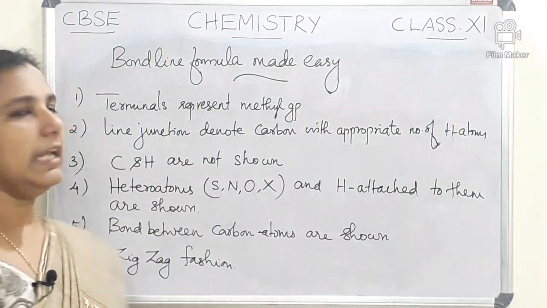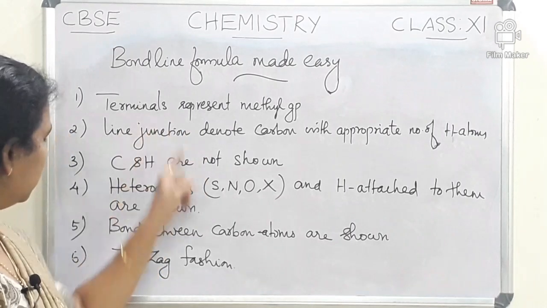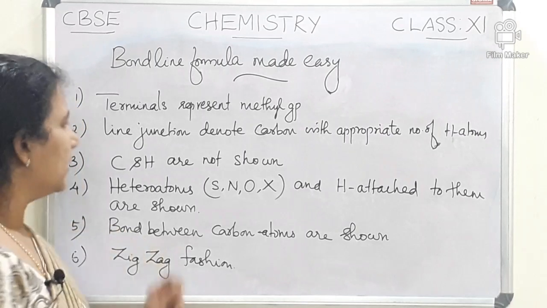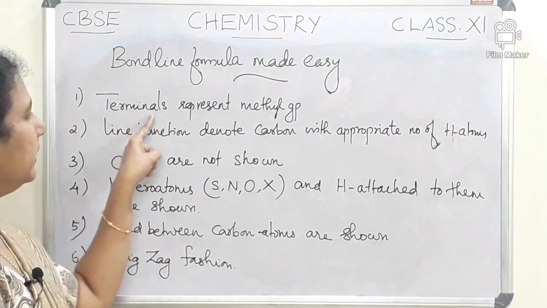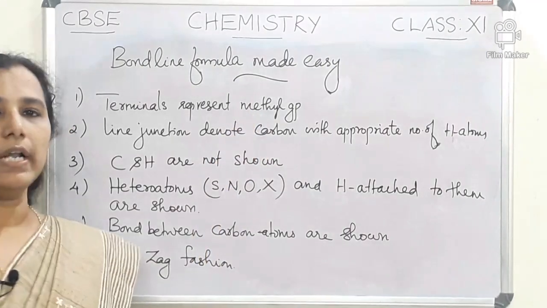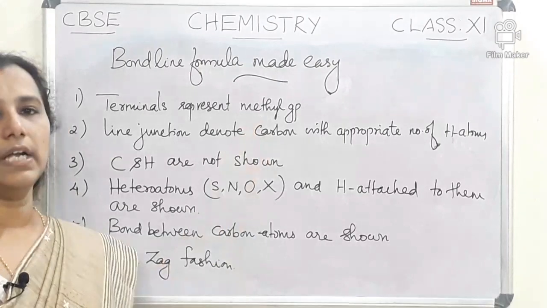For writing the Bondline formula, we have to know some points. These are the points to be noted before drawing the Bondline formula. The first point is that the terminals represent methyl groups. So while drawing the Bondline formula, we should know the terminals are actually methyl groups.